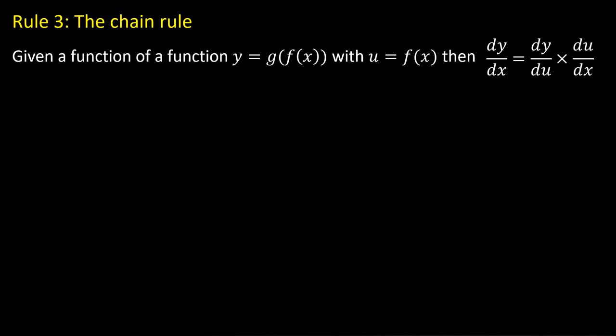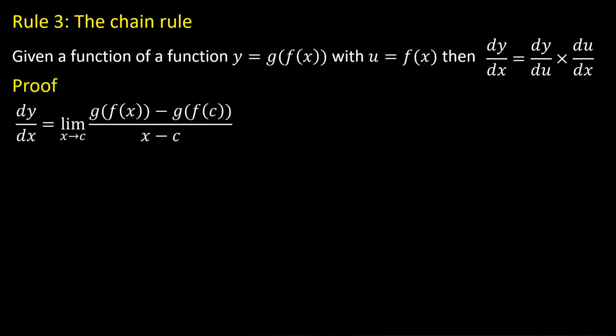The next important rule is called the chain rule, and this one turns out to be incredibly important at helping us differentiate functions. If we have a function of a function, say y equals g(f(x)), where u equals f(x), then the chain rule states that dy/dx equals dy/du times du/dx. This rule is very easy to remember because this is exactly what you would expect if differentials were just standard fractions. The reason it works is because differentials are in many ways like standard fractions, because the functions behave as standard fractions up until the point where the function is not defined. We can see this in the proof of the chain rule, which is now shown on the screen.